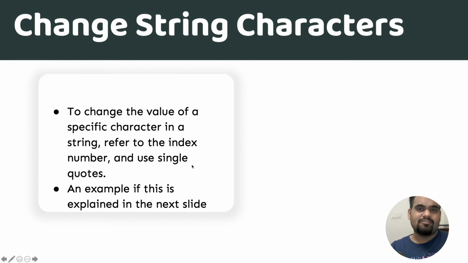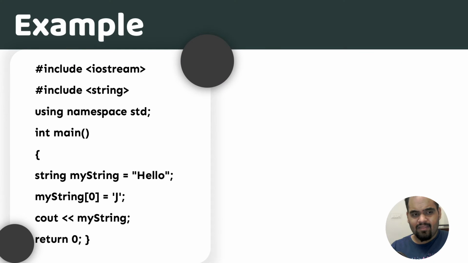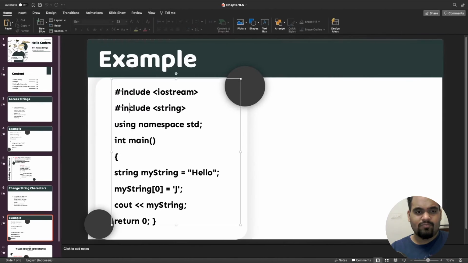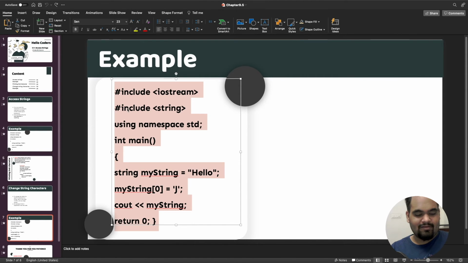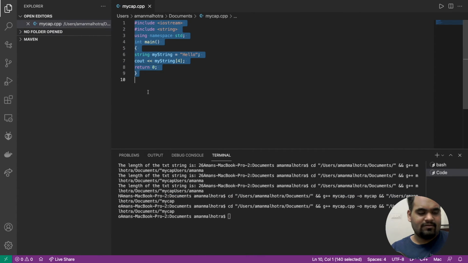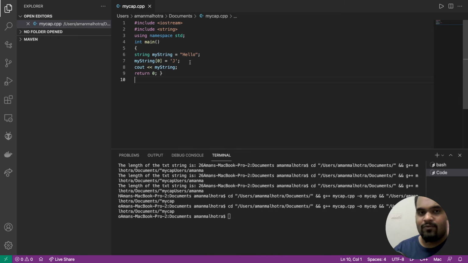Now changing string characters: to change the value of a specific character in a string, you refer to its index. An example of it is explained now. So we'll see an example of this. What exactly we are doing here is something I want to show you by running the code. Let me copy this, and paste it over here. Before I start, if you remember what we were doing, we were indexing things. On index 0 we have H.